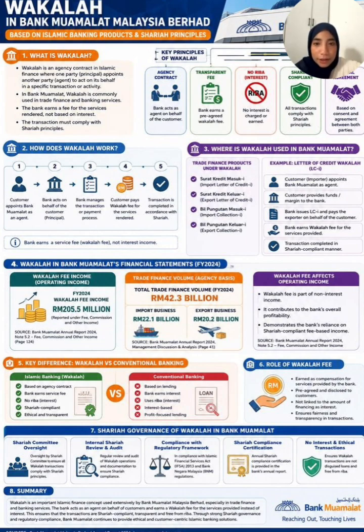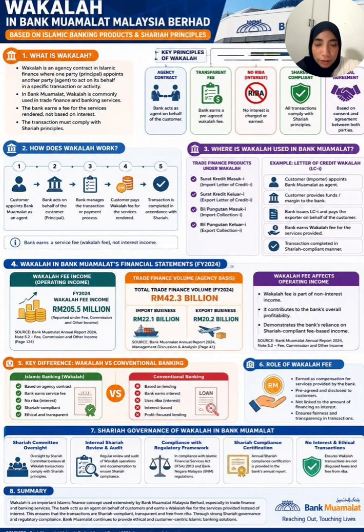There are 5 steps about how Wakalah works. The first one is the customer appoints Bank Muamalat as an agent. Second, the bank acts on behalf of the customer, who is the principal. Next, the bank manages the transaction or payment process. And then, the customer pays Wakalah fees for the services rendered. The next one, the transaction is completed in accordance with Sharia.